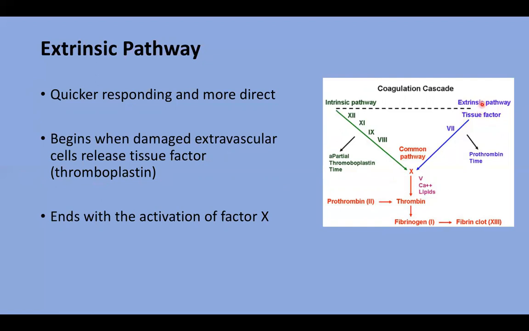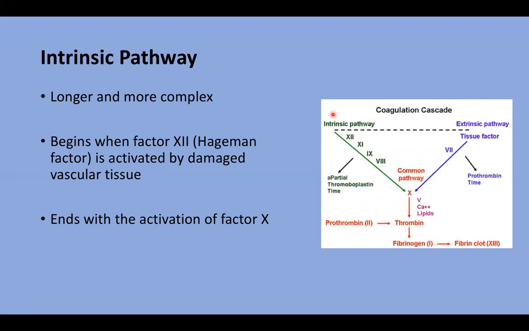So, damage to the tissue outside of the vessel, cells release tissue factor. The tissue factor is going to go through this cascade of events where there are different clotting factors that are going to be produced. But eventually, this whole entire cascade is going to lead to the activation of clotting factor X. The intrinsic pathway is longer and more complex. You can see that there are a lot of different clotting factors involved in this.